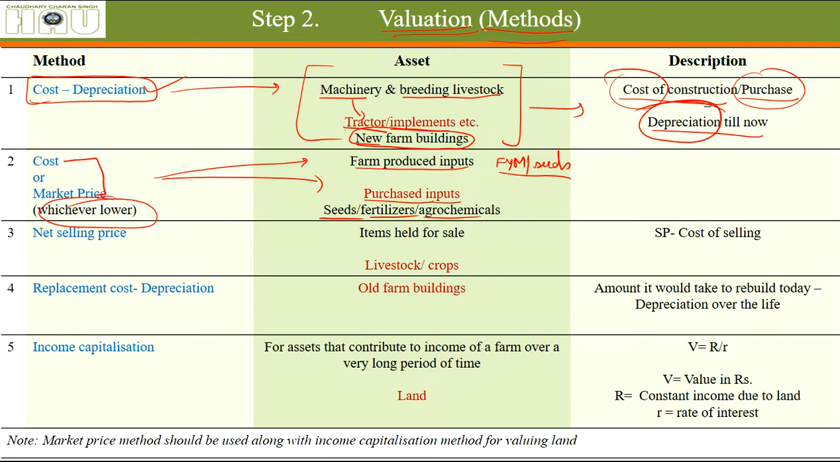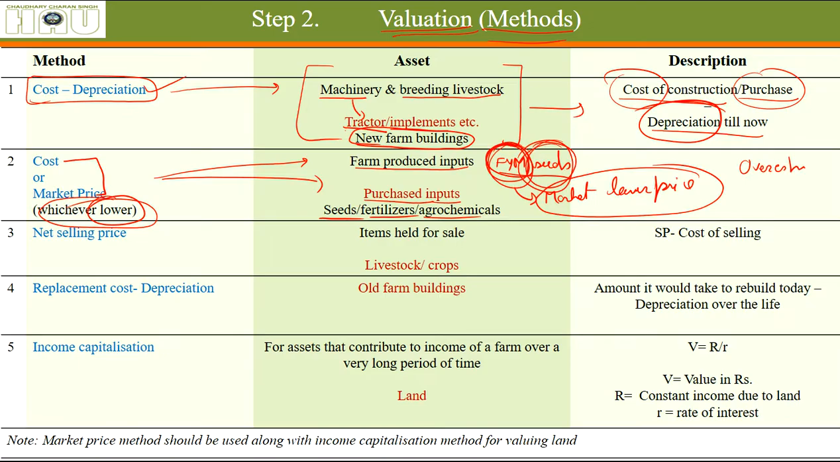So why is the lower price being taken? Because let's say we might spend a lot of money in making FYM or in producing seed, but that same FYM is available in the market at a lower price. So we cannot actually consider the cost we have incurred, because otherwise we will be overestimating our inventory. At one point we have spent a lot of money, now we are counting it again. So there is no point in overvaluing the inventory. We should have a realistic figure.